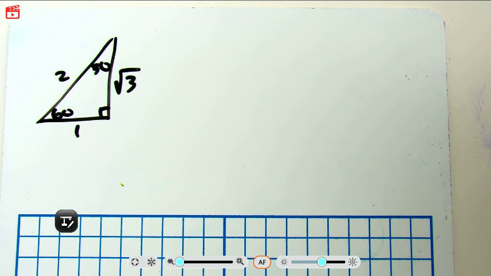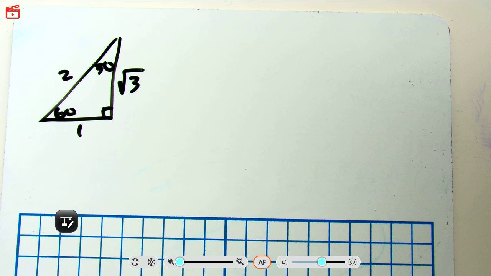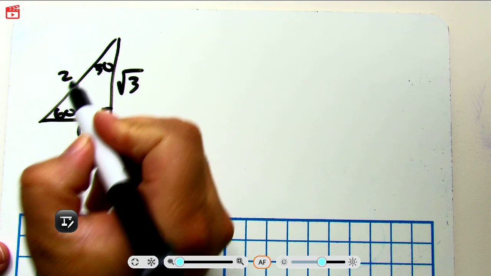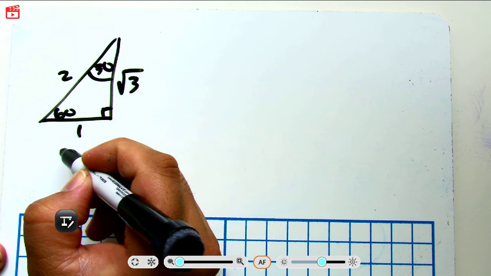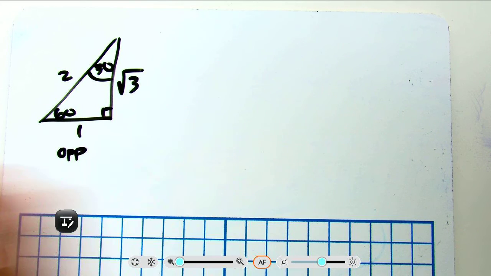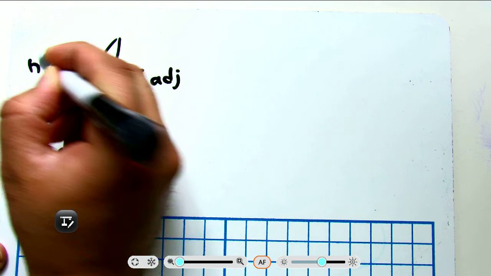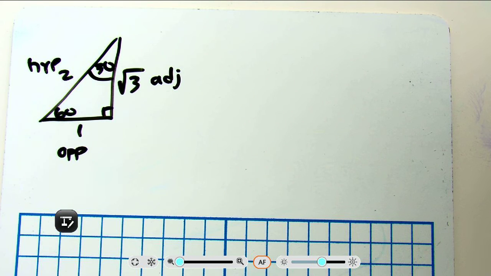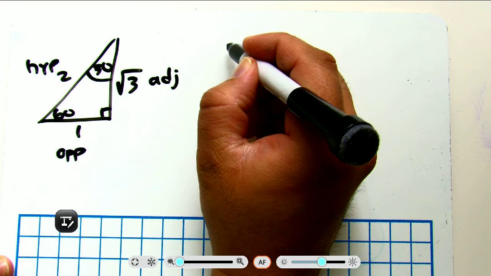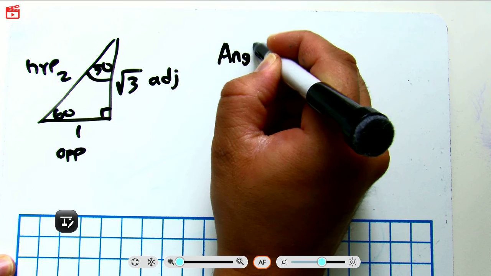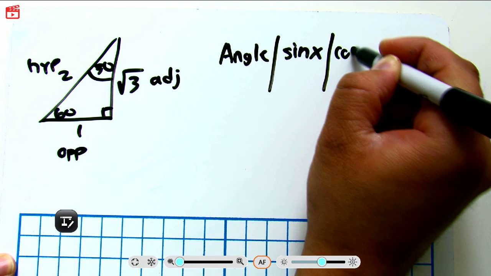Okay, so we could choose what angle we want to start with. Let's say that I choose 30 degrees to start with. If this is the angle that I'm looking through, this is the opposite side. This is the adjacent side, and then this is the hypotenuse. So let me create a little table. Again, I have my angle, my sine of the angle, cosine of the angle, and tangent of the angle.